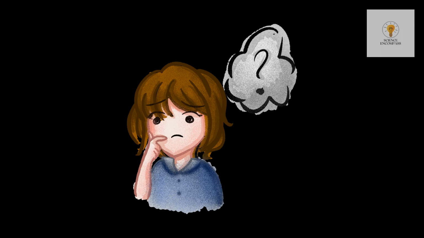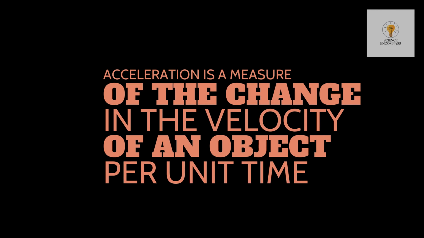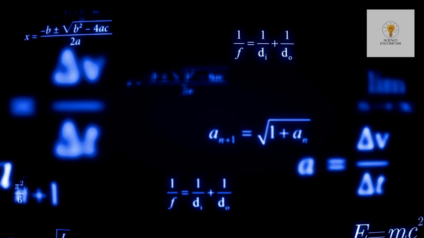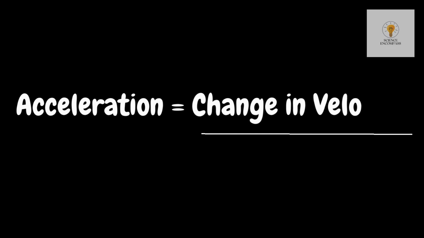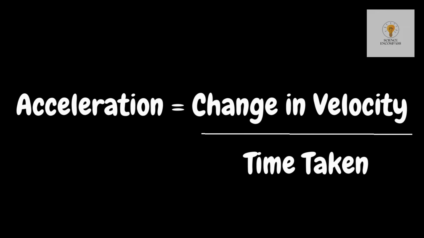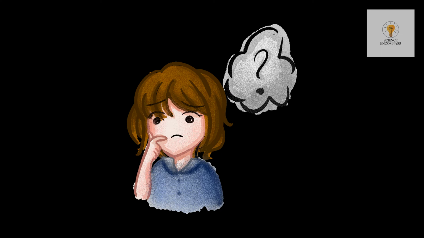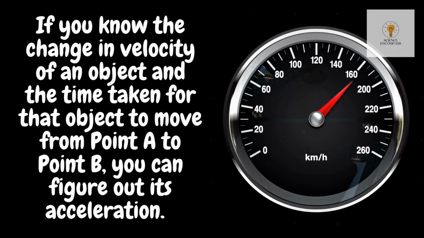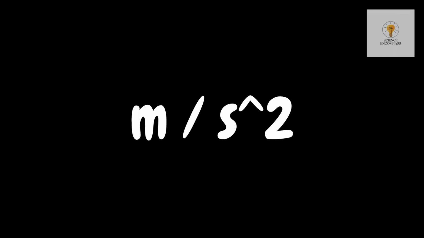So, what is acceleration? Acceleration is a measure of the change in the velocity of an object per unit time. If you want to write this mathematically, that would be acceleration equals change in velocity divided by the time taken. Well, what does this even mean? If you know the change in velocity of an object and the time taken for that object to move from, say, point A to point B, you can figure out its acceleration. The SI unit of acceleration is meter per second squared.